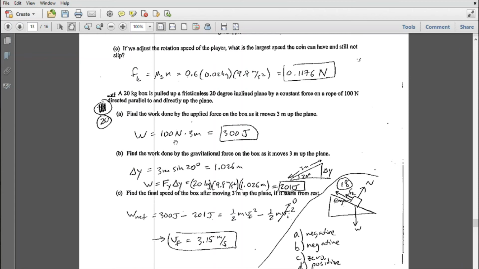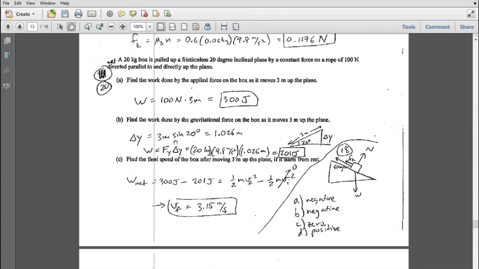We know how big the applied force is, 100 newtons, and it's along the direction it's moving, so I just use Fx times delta x. 100 times 3 is 300 joules. Find the work done by the gravitational force. That's negative work, and it looks like there's a mistake here. This should be negative work. Gravity's pulling in the direction down the plane while it's moving up the plane, so I need to find the component of the gravitational force along the direction of the plane, and it should be negative.